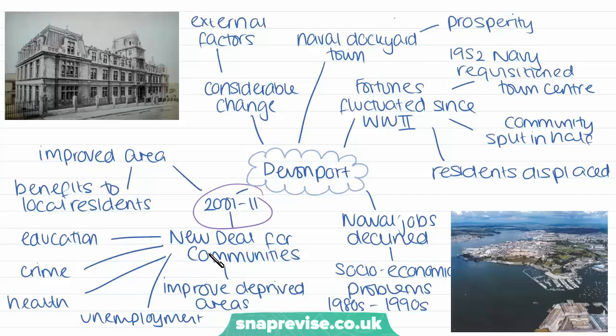So that is how Devonport has been redeveloped essentially, and how the characteristics of the town have changed following World War II and now into the 21st century. It's changing again. However, there are still pockets of deprivation within the town, but the New Deal programme and other redevelopment projects have significantly changed and improved the area, with many benefits to local residents.